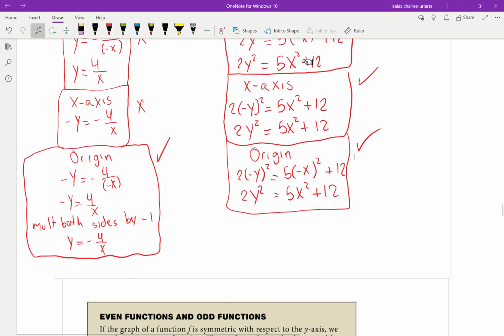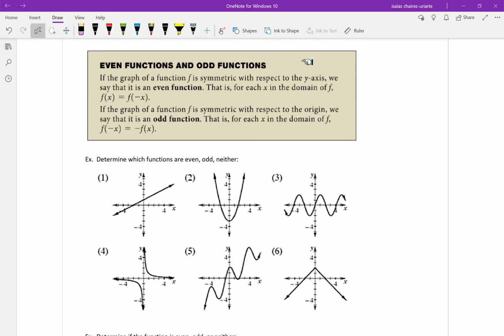Okay, let's move on. Now let's talk about functions. So remember, if you have symmetry with respect to the x-axis, it's not a function. So functions can only be symmetric with respect to the y-axis and with respect to the origin. So an even function is a function that's symmetric with respect to the y-axis. An odd function is a function that's symmetric with respect to the origin.